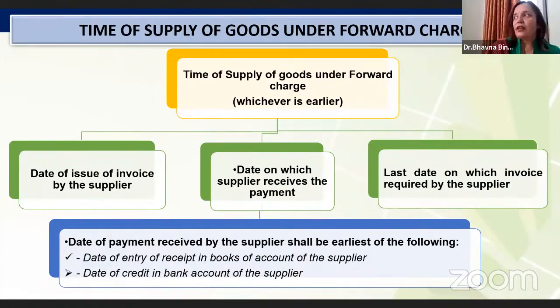If there is a normal transaction, that is your forward charge. Forward charge means a simple transaction: you went, you bought goods, and paid GST to the supplier. Date of issue of invoice by the supplier, date on which the supplier received the payment, last date on which the supplier should issue the invoice. Last date means when you provide goods, when goods move, that is the last date on which the invoice should be generated. And date on which the supplier receives the payment means date of entry of receipt in the books of account and date of credit in the bank account of the supplier.